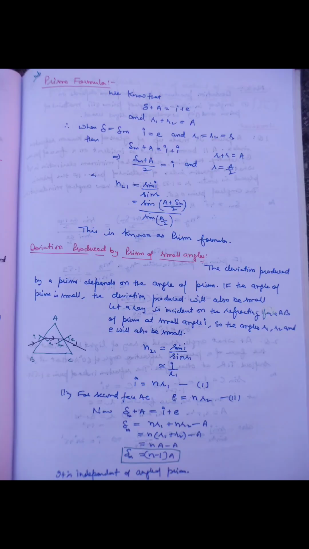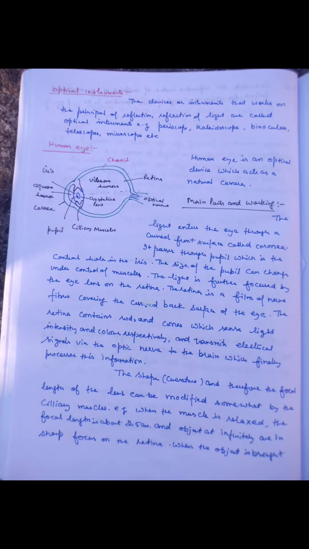For minimum deviation, the refracted rays pass parallel to the base of the prism. At minimum deviation, I is equal to E and R1 is equal to R2. Therefore, we can also find the prism formula. Deviation produced by the prism of small angle is given by the refractive index minus 1 times the angle of prism. The devices that work on the principle of reflection and refraction of light are called optical instruments.